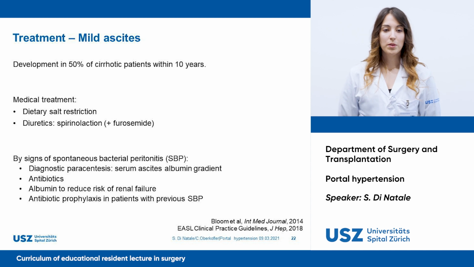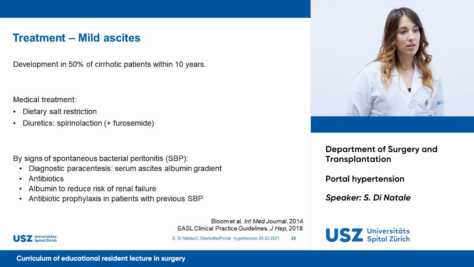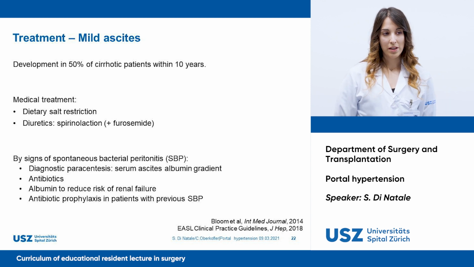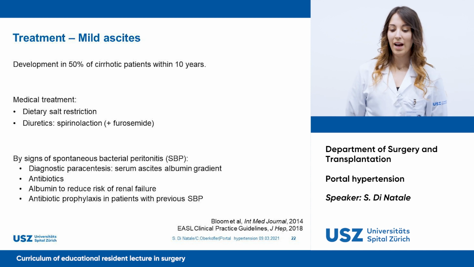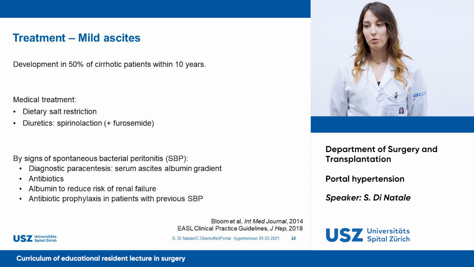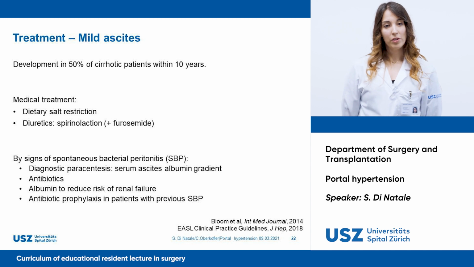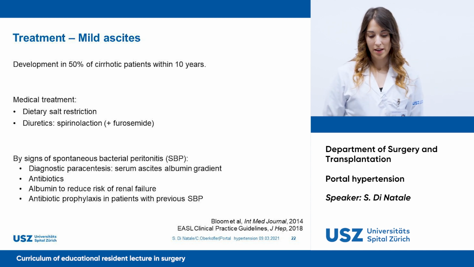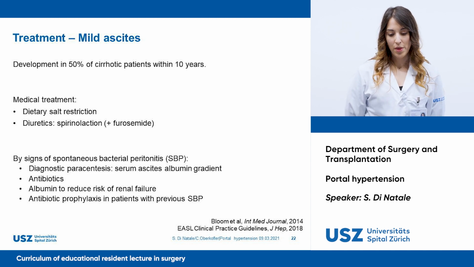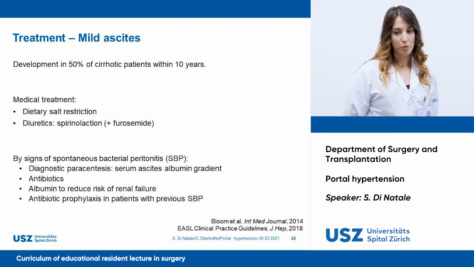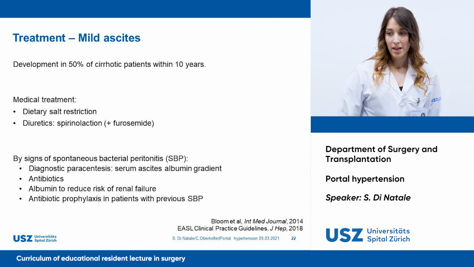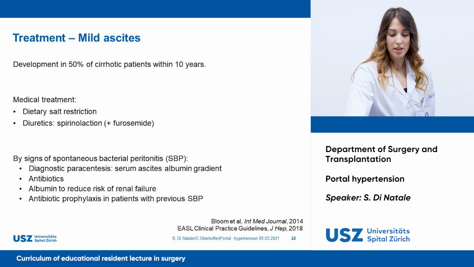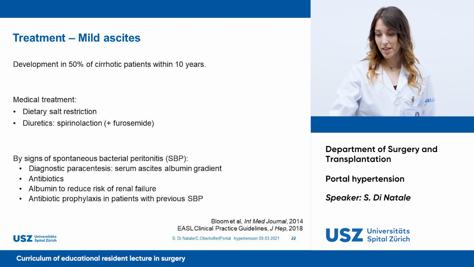In case of signs of spontaneous bacterial peritonitis, such as hepatic encephalopathy, sudden onset of abdominal pain and fever, a diagnostic paracentesis is recommended, with a high serum ascites albumin gradient as well as a high polynuclear cell count confirming the diagnosis. An antibiotic therapy should be initiated and albumin administered to reduce the risk of renal failure. In case of previous SBP, an antibiotic prophylaxis is indicated.